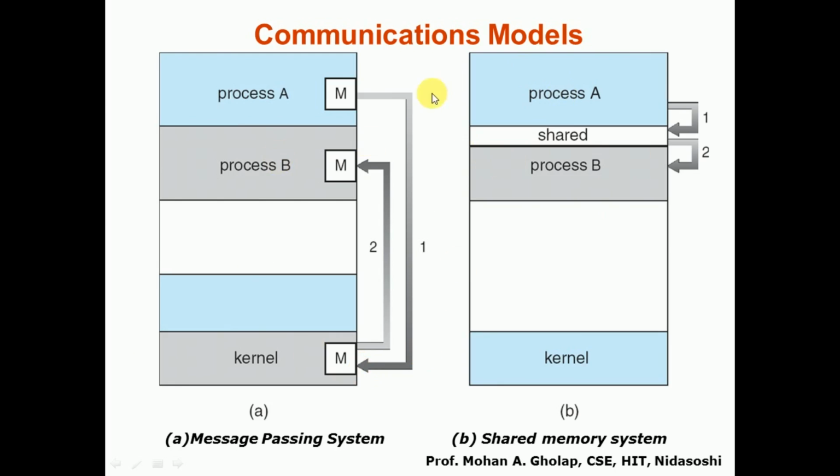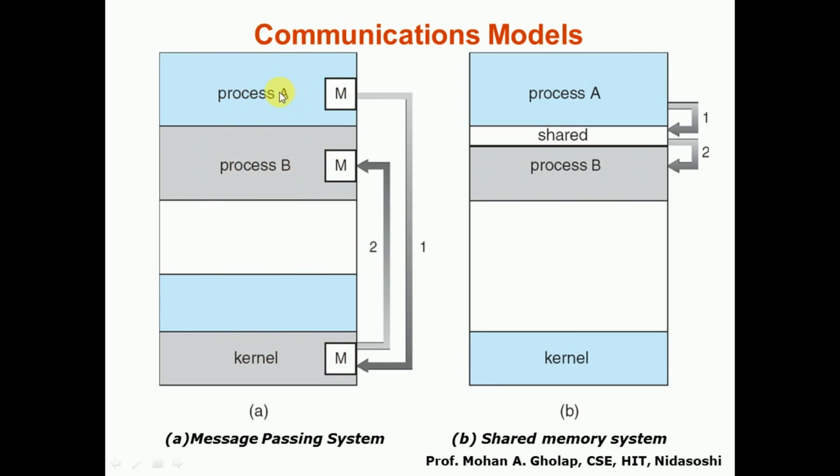In this figure you can clearly see what these two models are. This figure will tell you the communication models that are available. As I told you, the first one is the message passing system, and the second one is the shared memory system. In the message passing system, as the name itself indicates, two processes want to have communication. Here, just consider this is the memory. We have the kernel here, and after that we have process A and process B.